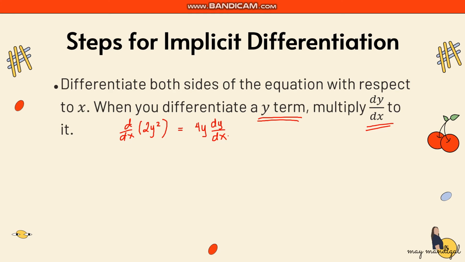Next, after you're done differentiating all of the terms in your equation, you now have to isolate the dy over dx. What do we mean by isolate? You have to put all of the terms with dy over dx on one side of the equation, and then manipulate that equation so that we come up with dy over dx equals whatever value we get. These are just the two simple steps that we have to follow. Do not forget, whenever you differentiate a y term, you have to multiply it also with dy over dx, or attach this. You will only do it if you differentiate a y term.